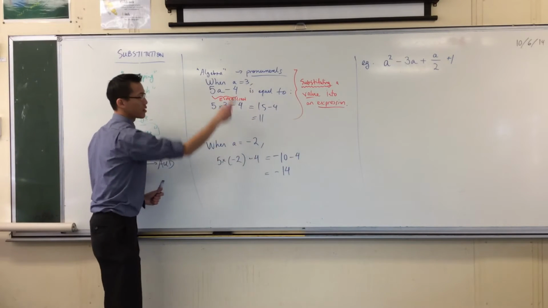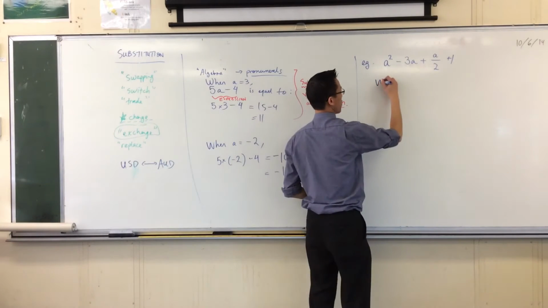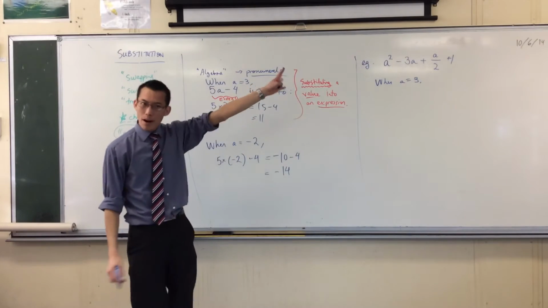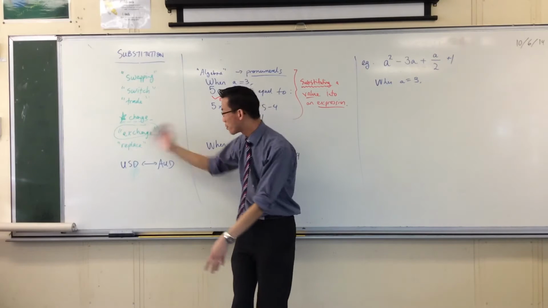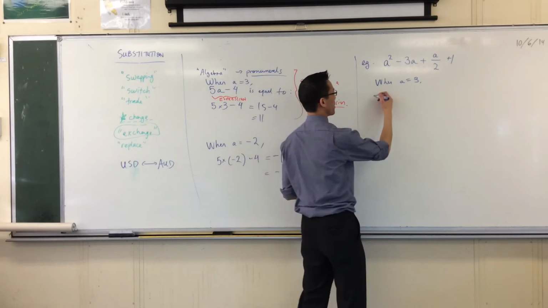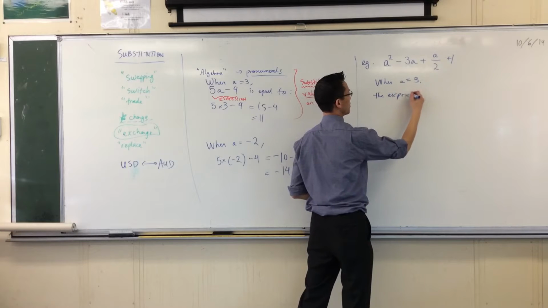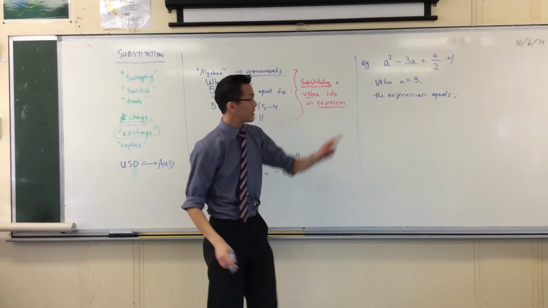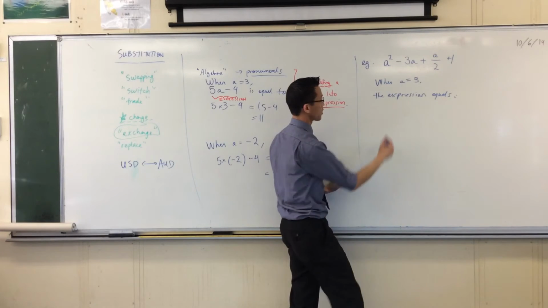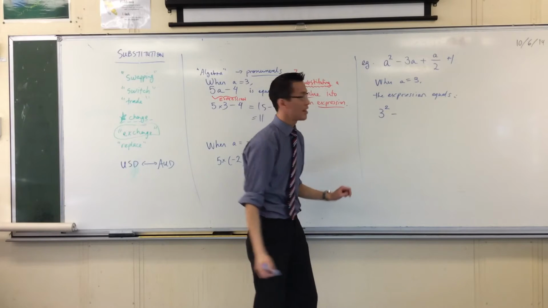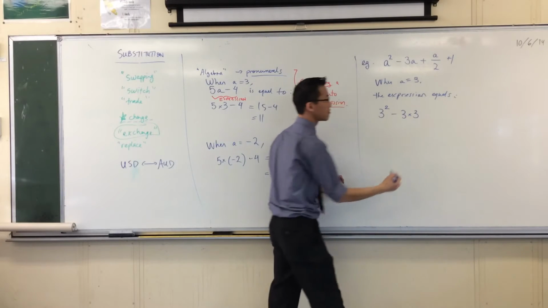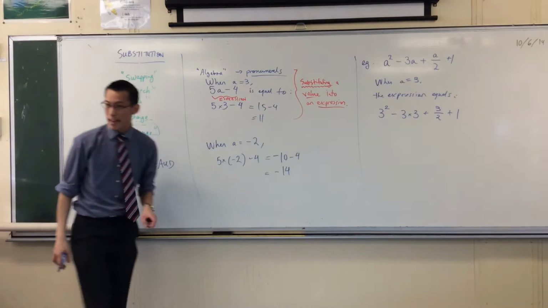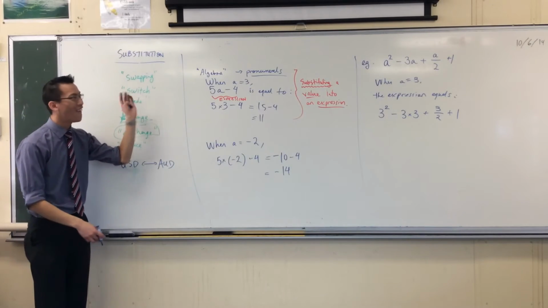Okay, let's take these same two values, 3 and negative 2. So when A equals 3, everywhere I see an A, I'll substitute it. I'll replace it, whichever word you like. So the expression equals... Okay, let's do it. I can see it in 3 places. 1, 2, 3. So I've got 3 squared minus 3 times 3 plus 3 on 2 plus 1. There you go. That's my expression, and I've switched out all of my A's for 3's.